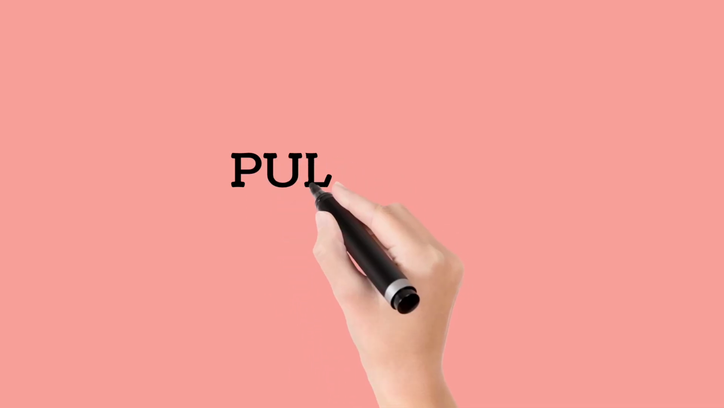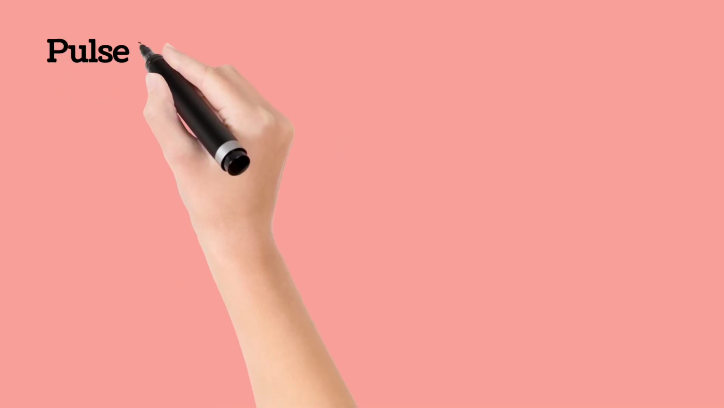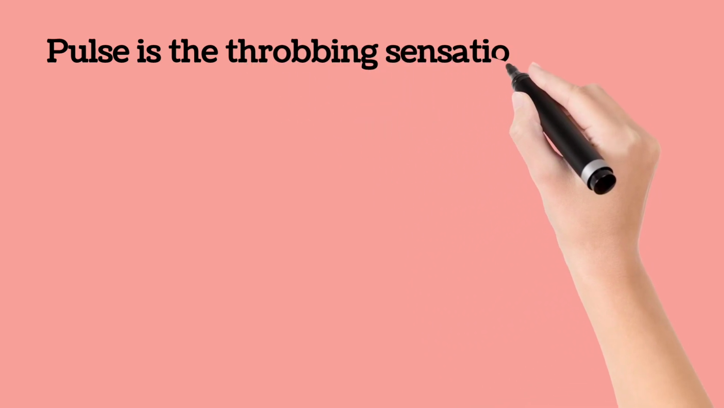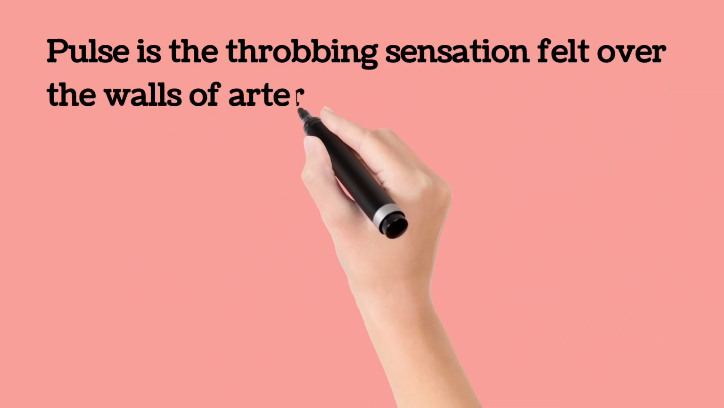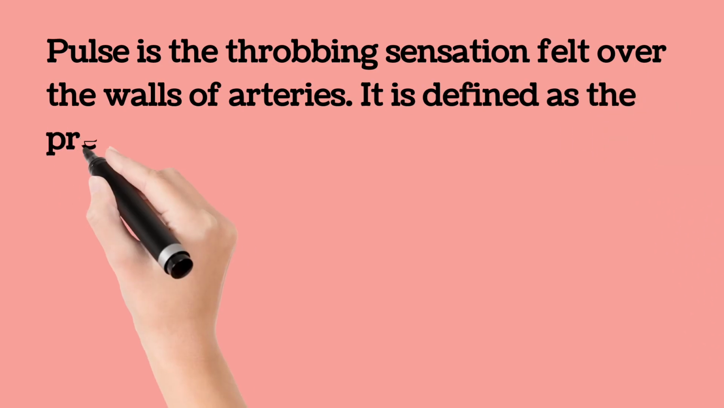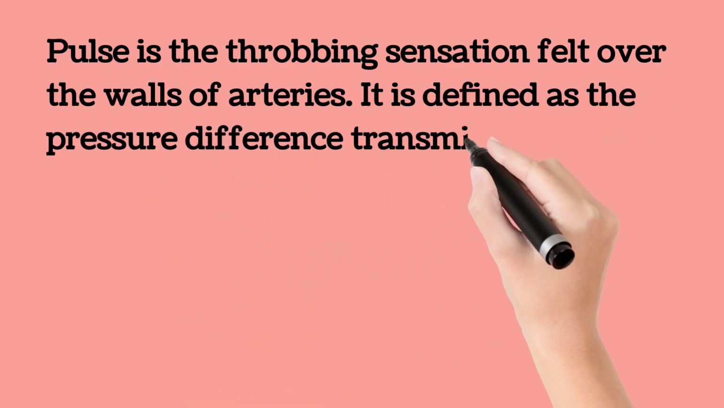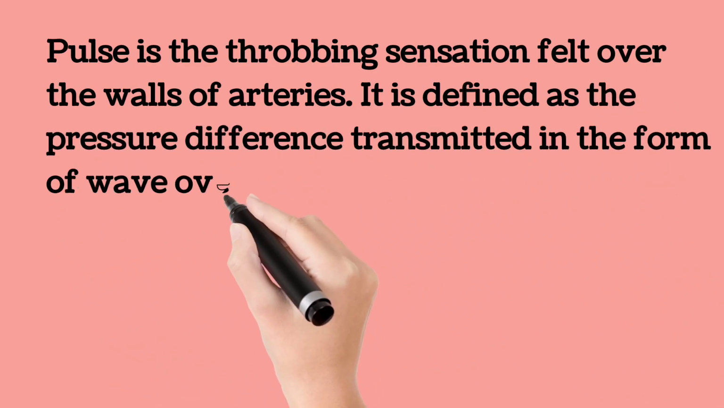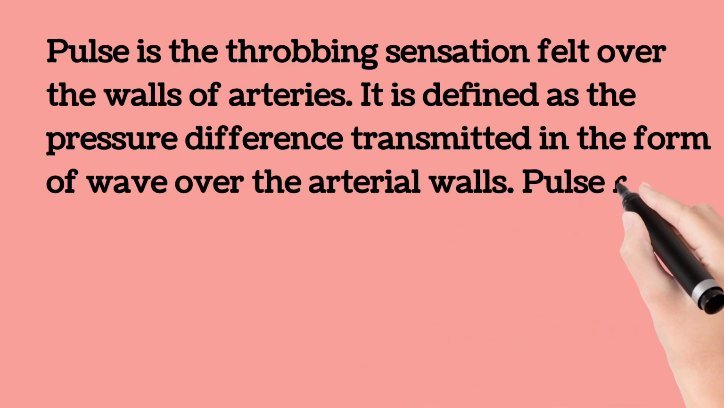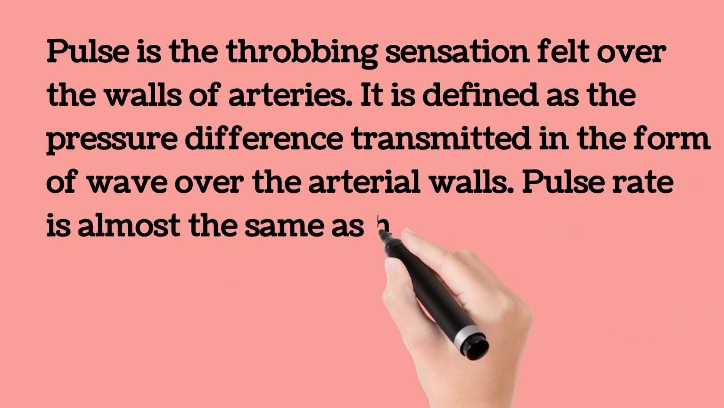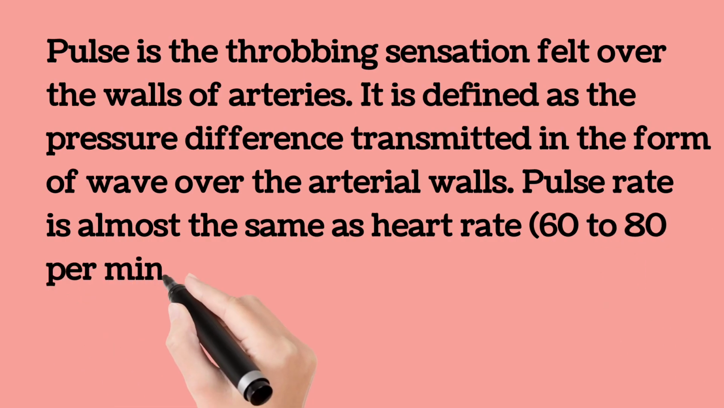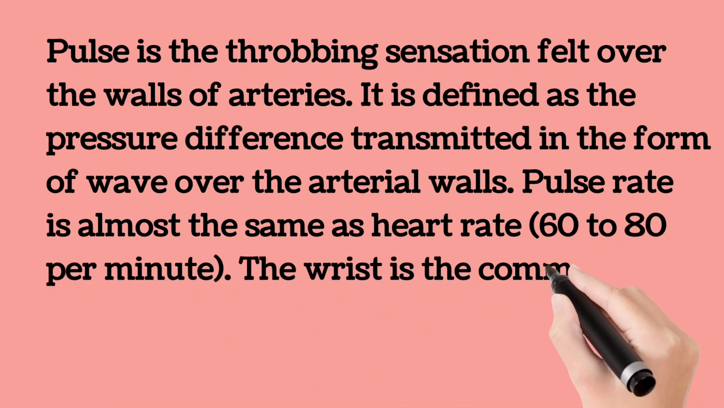What is pulse? Pulse is the throbbing sensation felt over the walls of arteries. It is defined as the pressure difference transmitted in the form of a wave over the arterial walls. Pulse rate is almost the same as heart rate, 60 to 80 per minute.